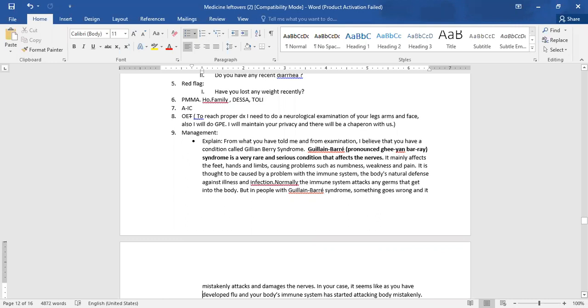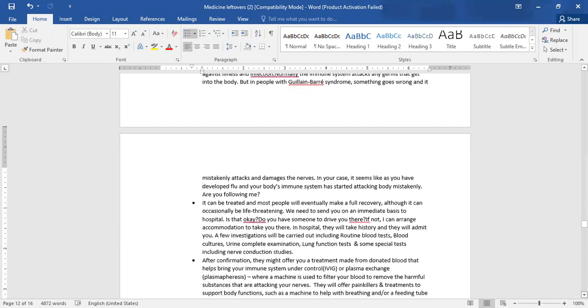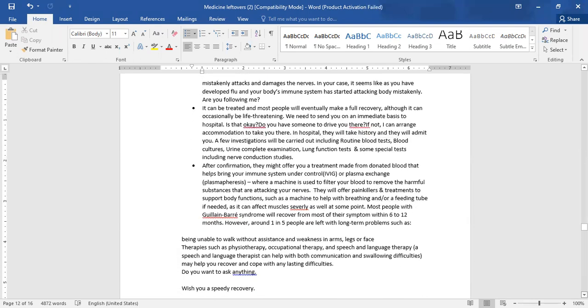What actually happens is, normally the body's natural defense fights against illnesses, and it attacks the germs only. But in people with Guillain-Barré syndrome, something goes wrong and it mistakenly attacks the nerves. And in your case, it seems like you have developed flu and your immune system has started attacking your own body. Are you following me?